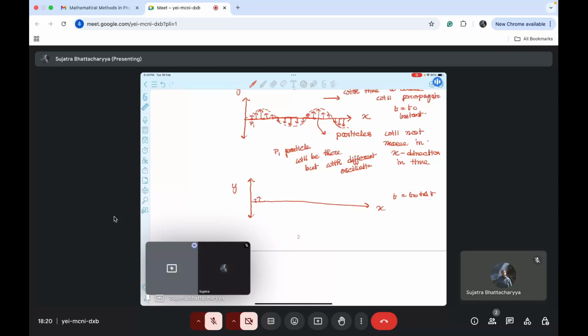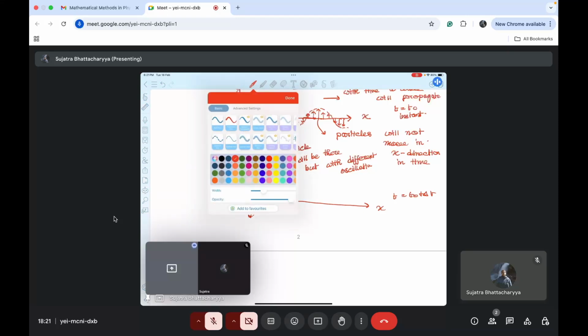This will be here, this will be here, this will be much more. This is somewhere here, somewhere here, like this way. So it will go like this. This P1 will still be here, but you can see that its oscillation or displacement is somewhat lesser than this. But P1 remains there. That is the most important thing. P1 remains there, and this oscillation will continue.